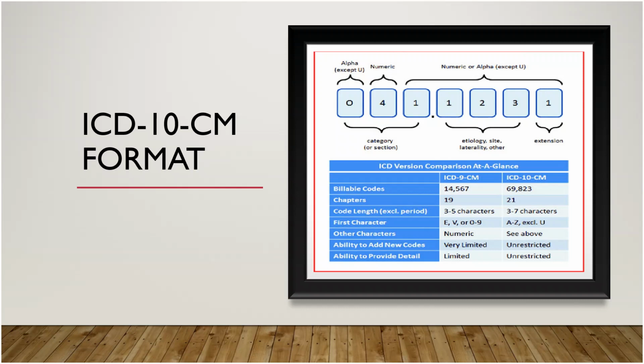Then we have our etiology, our site, laterality, and other as the next 3 characters after the decimal, and they could be numeric and alpha, except U again, because we do have those placeholders. And then the extension, we have those extensions for our injuries and our fractures, so we can get more specific.